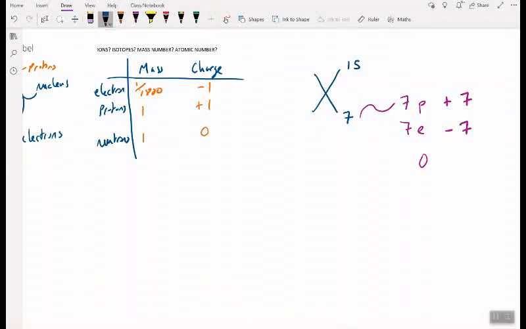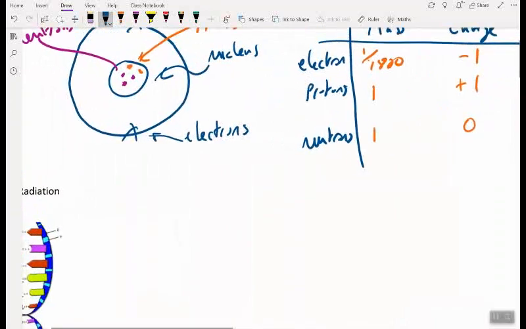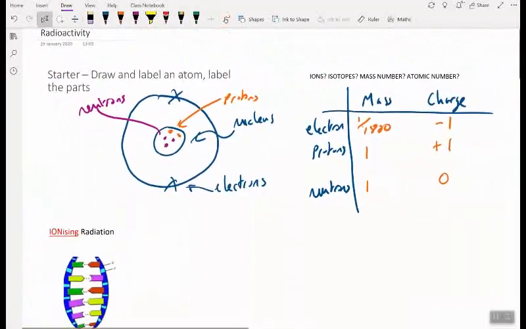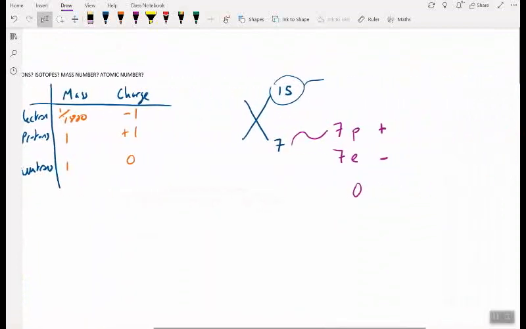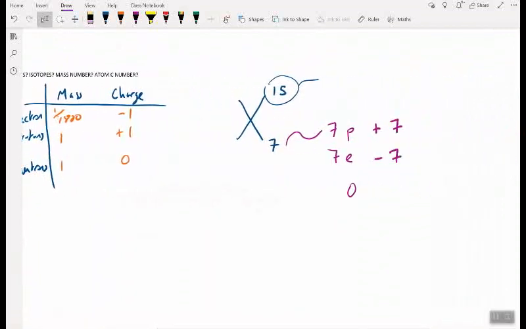Our mass number up here is the mass of the nucleons. Remember, all the mass of the atom is inside the nucleus. There's not much mass at all on the outside in the electrons. So we've got 15 there. Well, we've already said there's 7 protons. So we do 15 minus 7, which gives us 8. So there's 8 neutrons there, because the mass number is the number of protons plus the number of neutrons.